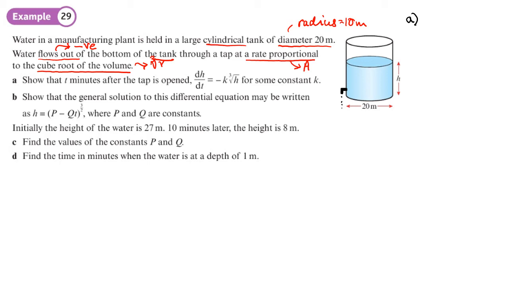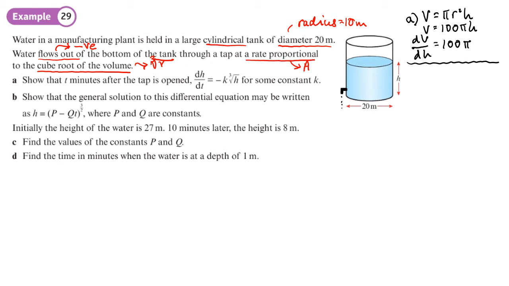So we want to find dh/dt. Well, let's write down what the volume is of this tank, pi r squared h. So radius is 10, so it's 100 pi h. We can find dV/dh, the change in volume over the change in height, which is going to be 100 pi. Okay, that's going to be useful.